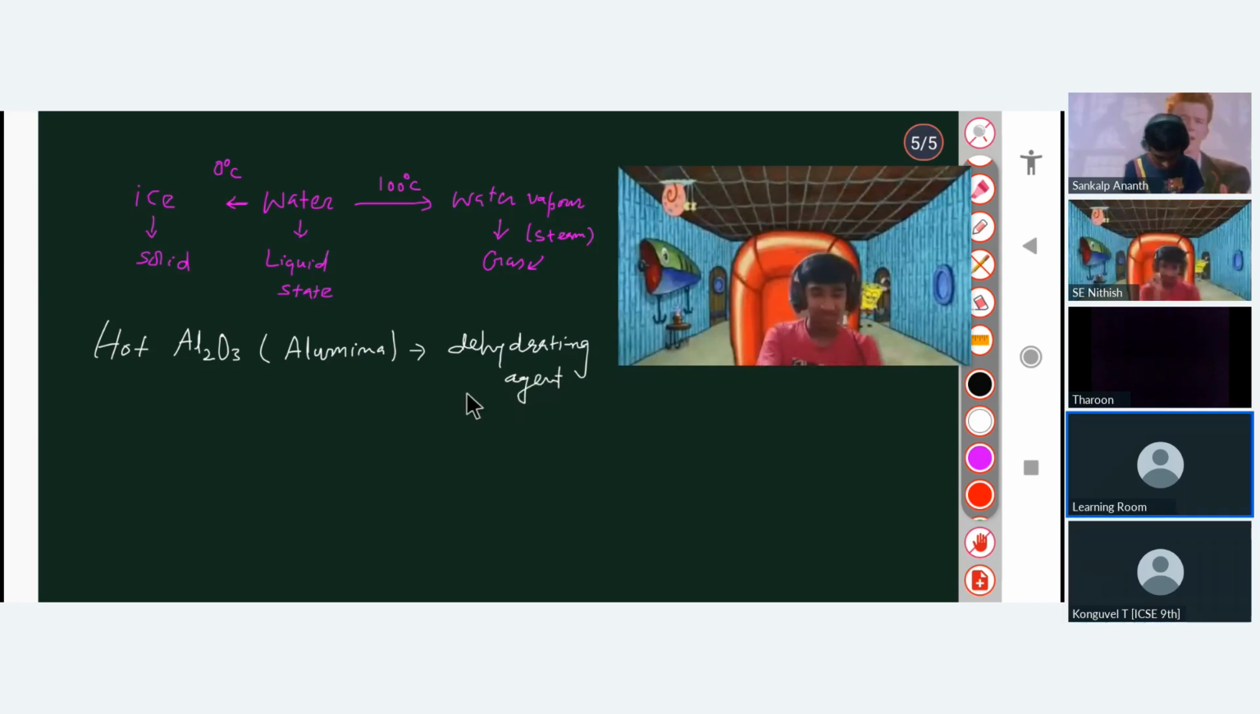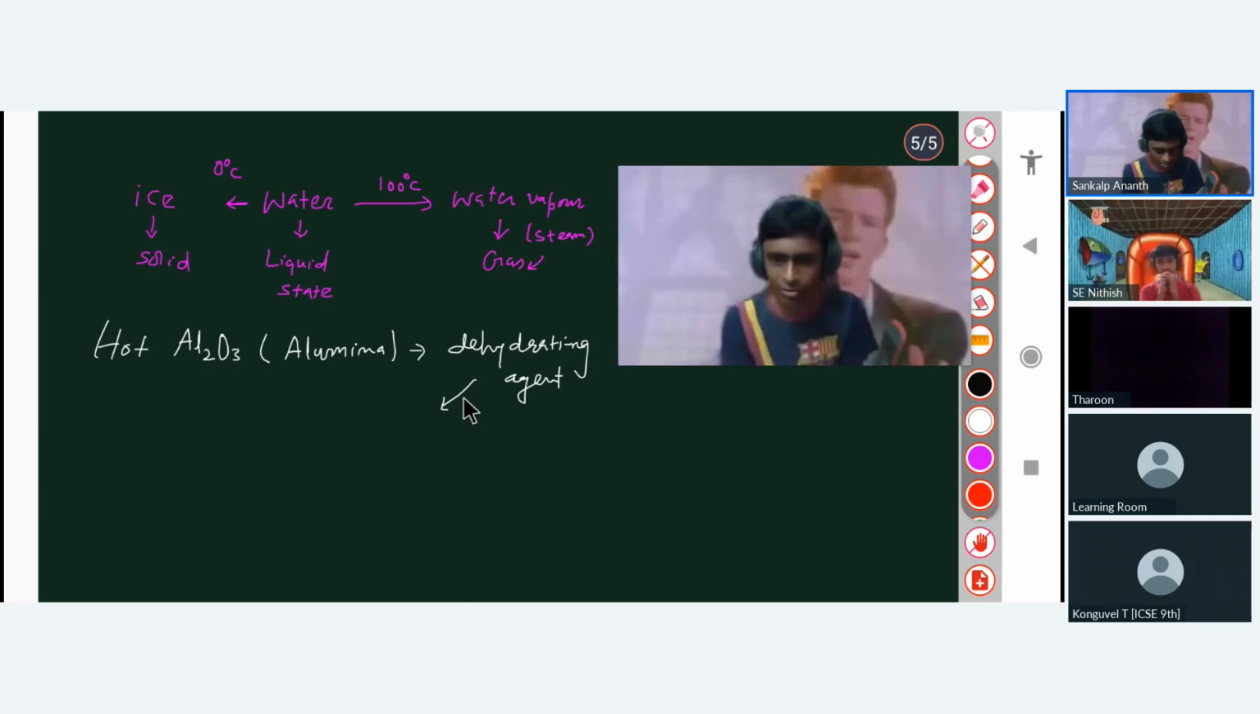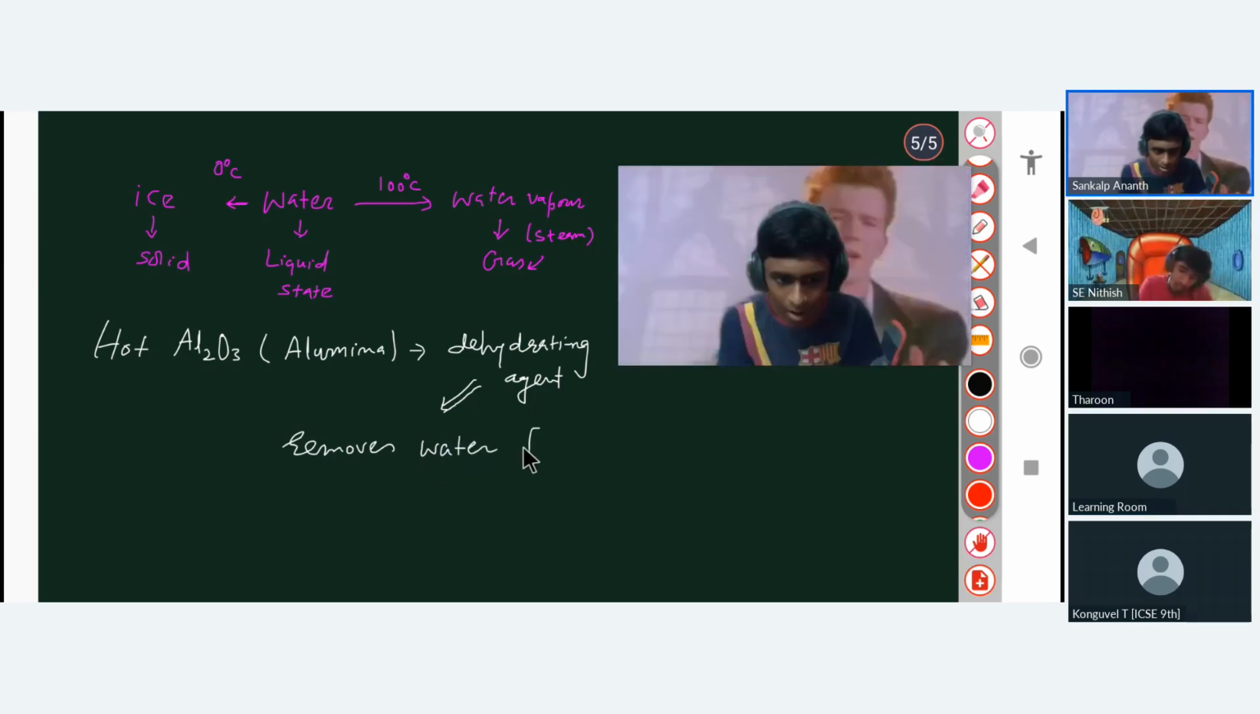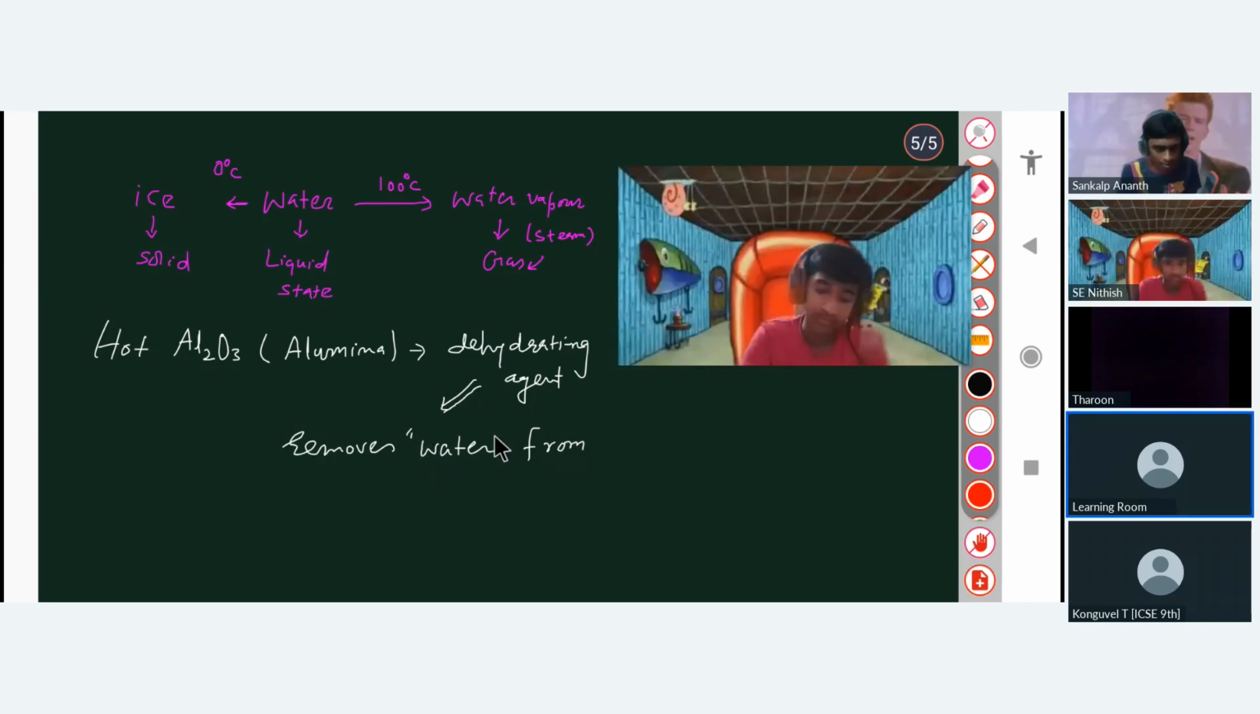So now what is a dehydrating agent? It is a substance which removes water, H2O, through chemical change. So okay, I will write it here. That dehydrating agent removes water. Sir, isn't it water of crystallization? No, no, drying agent is different. It is only H2O. It is not water of crystallization.